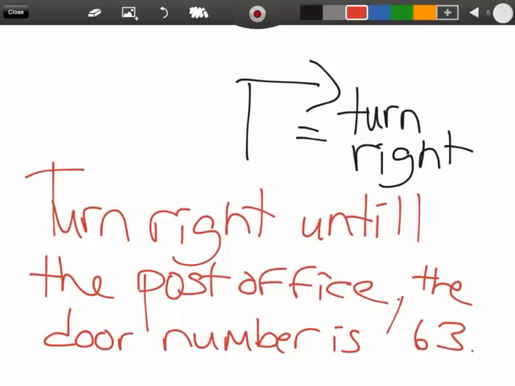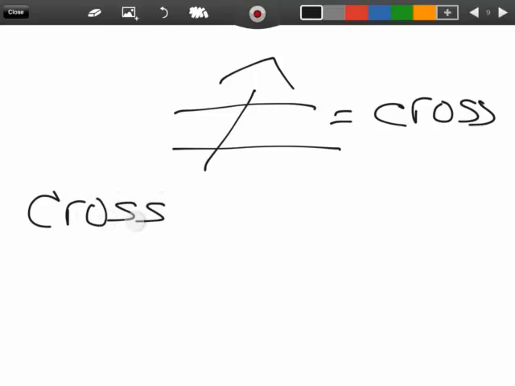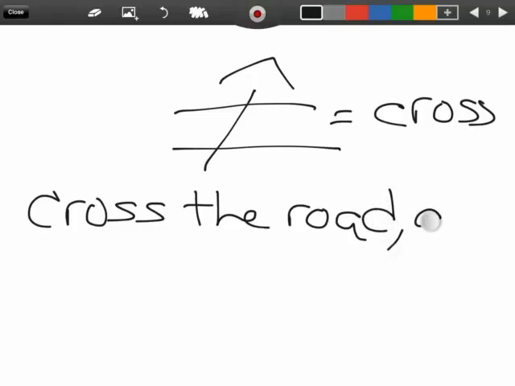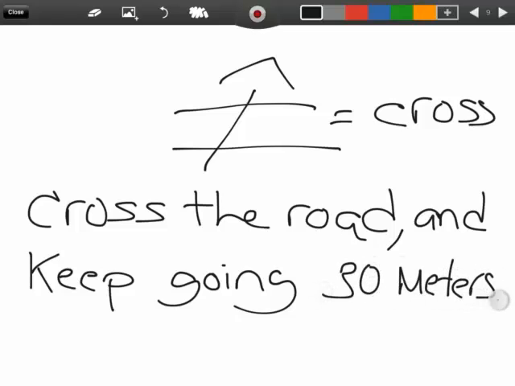Now, moving on to our next part, I gave you a figure like this, and this was cross. And if you wanted to use this in a sentence, you could say cross the road and keep going 30 meters.